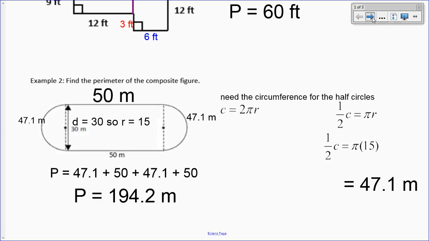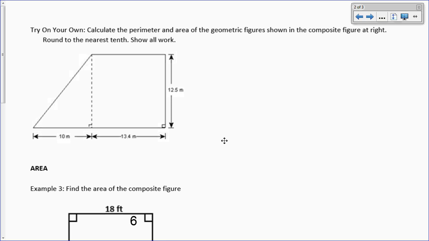So now you're going to try this one on your own. I try to pick one that is a little bit more familiar. Okay? So go ahead and give that one a try. You can pause the video or wait until the end. We're going to go ahead and move on to area now.